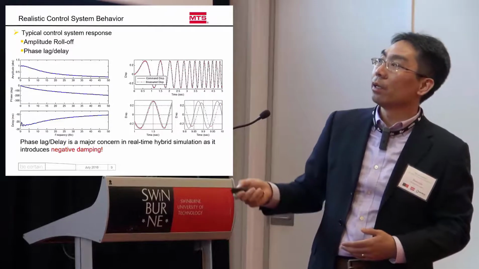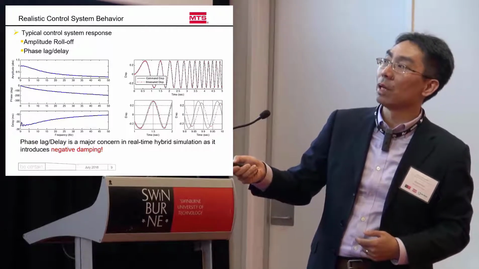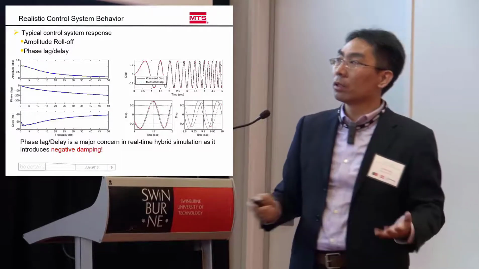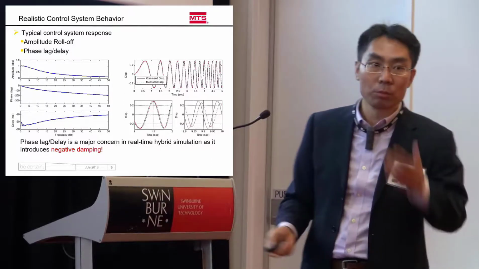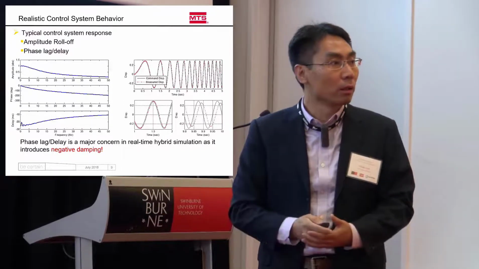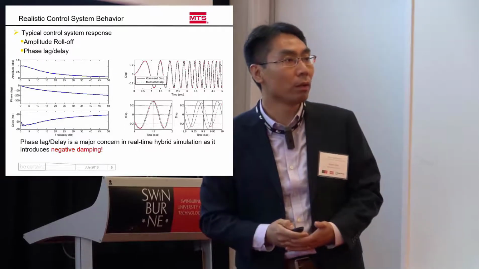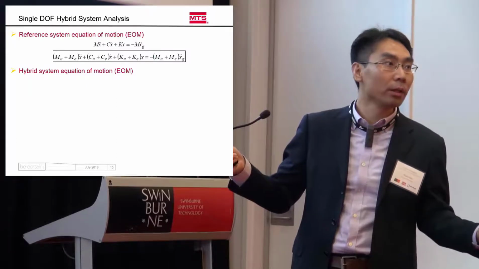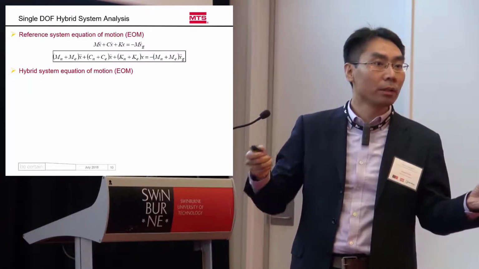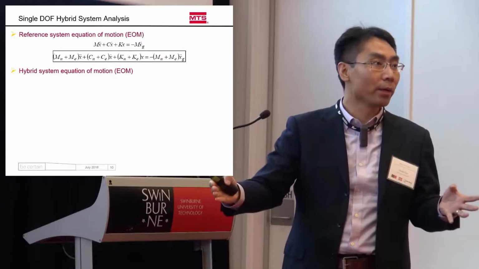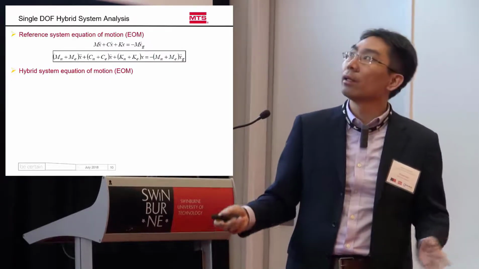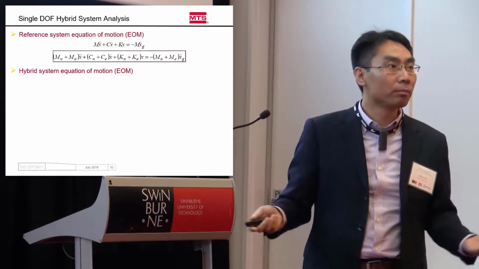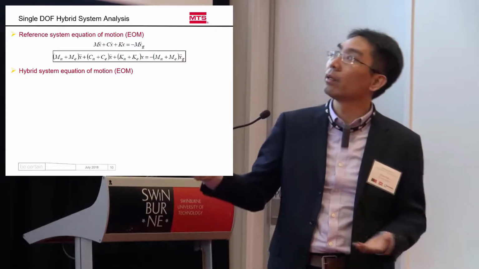The phase delay is a big deal in real-time hybrid simulation because it causes negative damping. Qualitatively, negative damping has been recognized by the community a long time ago. But what we want to show here is, quantitatively, how can we analyze this negative damping, and how does this negative damping associate with this time delay? So we want to set up an equation for that. That's the purpose of this slide. Basically, let's say we have a single degree of freedom dynamic problem, just MCK.